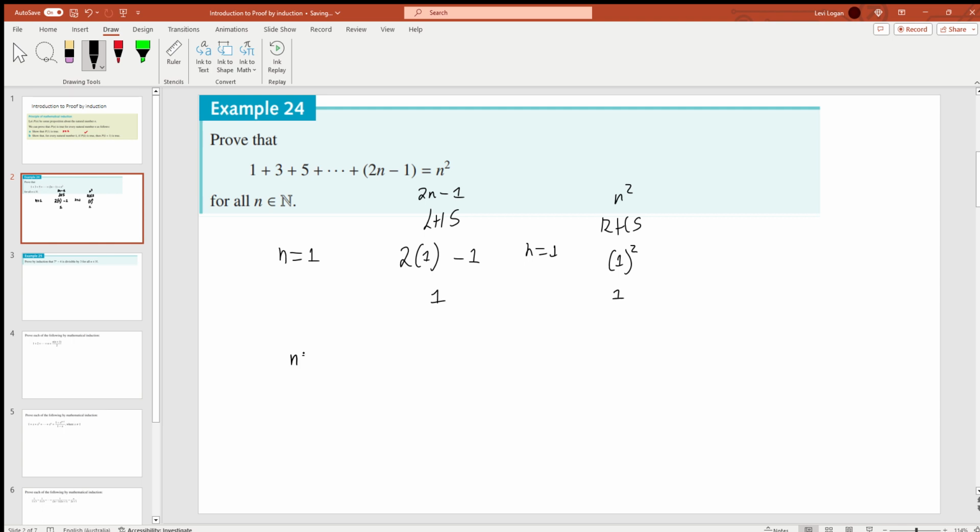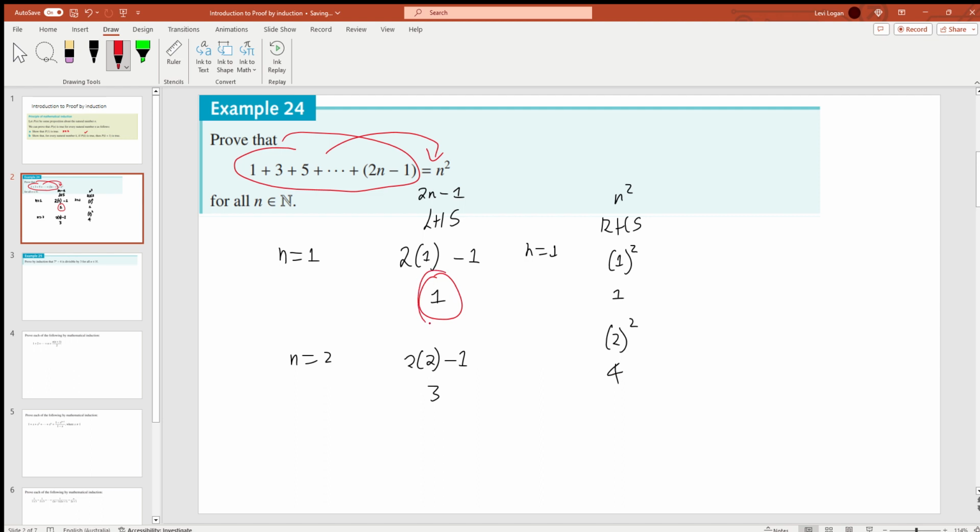Now if I go n equals 2, you need to include this term as well on the left hand side, because it's the sum. This sum is equivalent to this. If I plug in n equals 2 into this formula, 2 times 2 minus 1, I get 3, and here I get 4. You probably notice, oh, 3 doesn't equal 4. However, this added with that equals that. So that's why this sum is equal to this.